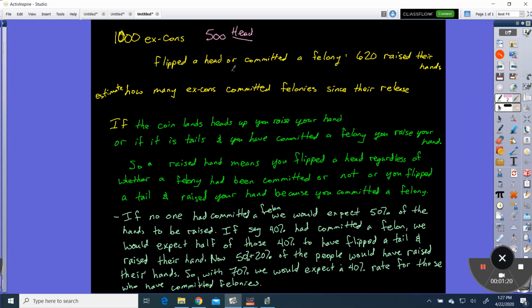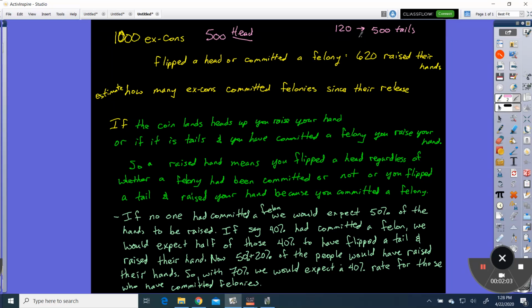Sounds kind of bad. They're going to flip a coin and it will land on head. There we go, that sounds better. Just based on 1,000 being a pretty high number, we should expect around 500, a few lower, a few more, but right around 500. With that being said, since we had 620 raise their hands, that means 120 out of the 500 tails raised their hands, because we should have only had 500 that raised their hands because they flipped a coin that landed on heads. And out of those that flipped their coin that landed on tails, 120 of those raised their hand because they had committed a felony.